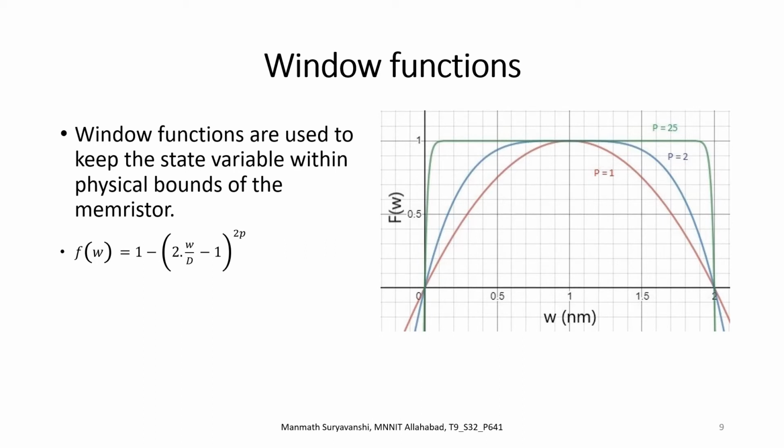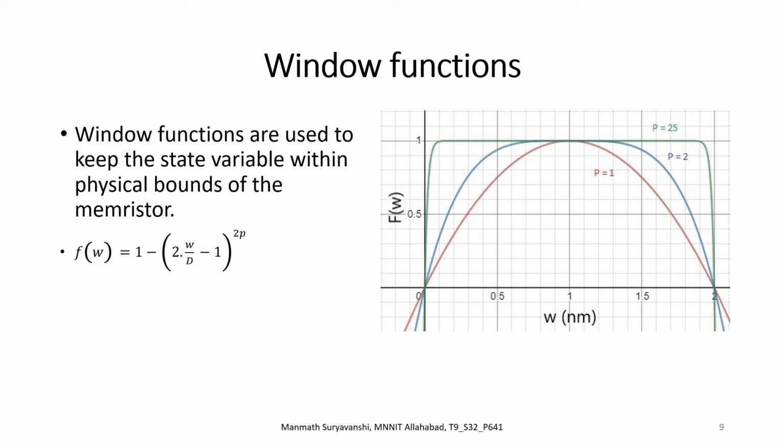One more drawback, which is not so intuitive, is that it is possible that the doped region width W is capable of overshooting the physical dimensions. Therefore, window functions are used. Window functions keep the state variable within the physical bounds.